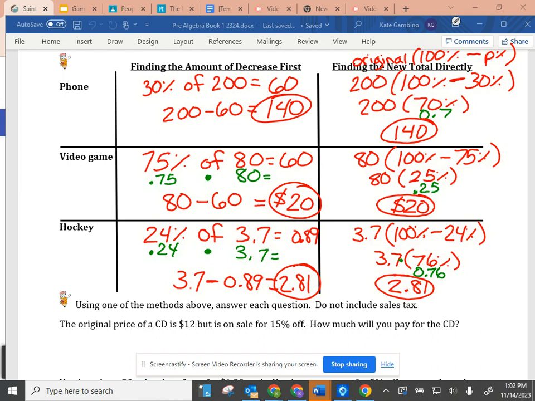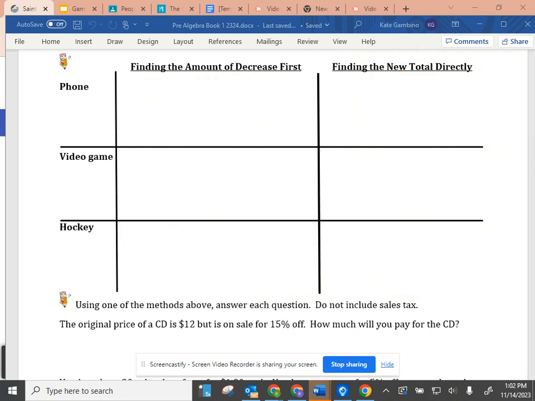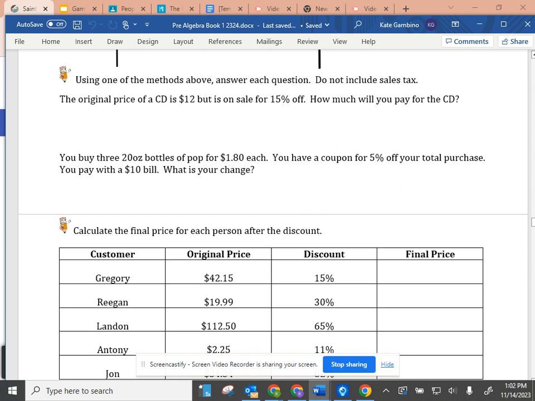Friends, people had questions, which is okay. We're still in the middle of a lesson. Let's see what else we have to do. So, same idea as yesterday, but instead of adding, we're subtracting. Instead of increasing, we're decreasing. So, look at our directions. Using one of the methods above, answer each question. Do not include sales tax. So we're not worrying about sales tax this time because sales tax increases, and we're just focusing on the decrease right now. So there's no sales tax to add.